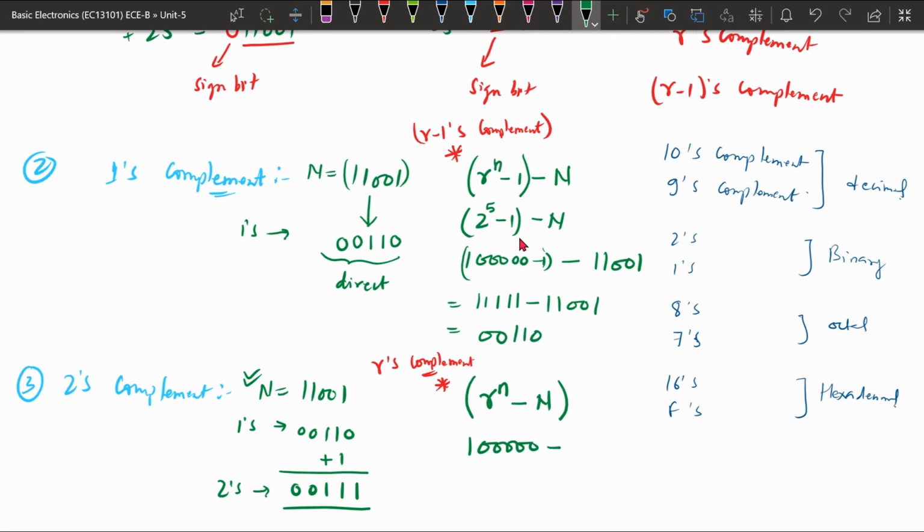Next is n, the number minus 1 1 0 0 1. So that means from 2 to the power n, where n will be 1 2 3 4 5, so 5 digits are there, so 2 to the power 5 will be there. So that will be this representation minus this. To subtract this, we will write it here and just subtract 1 1 0 0 1, and get the result.